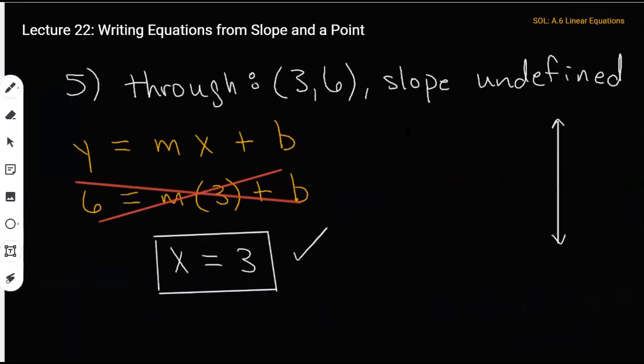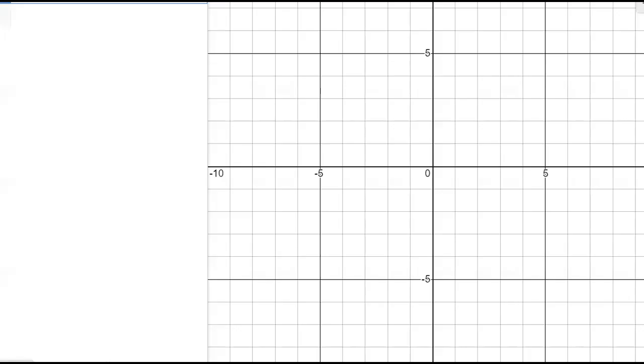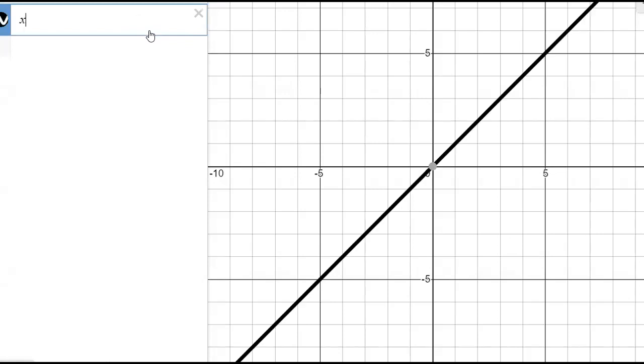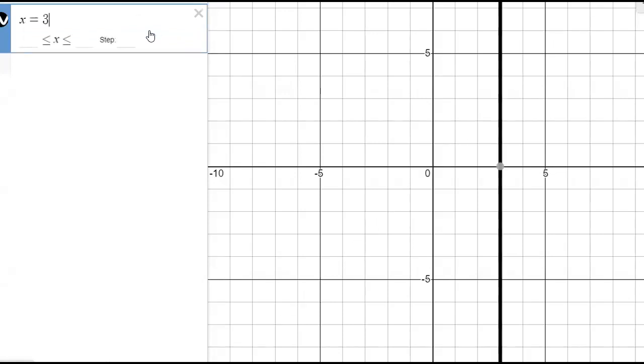So now let's graph it and see what it looks like. I'm going to go over to Desmos and I'm going to type in x equals 3. X equals 3. And then what shows up on my screen? That vertical line, right? So that's the difference between a horizontal line and a vertical line. Okay, so let's get to those 10 questions that we're going to do for our classwork today.